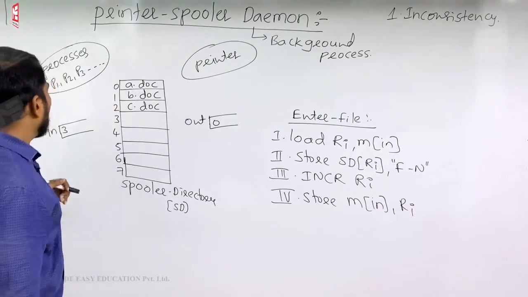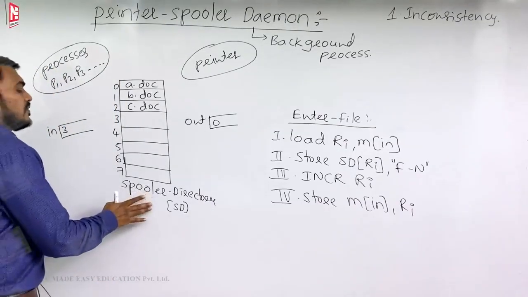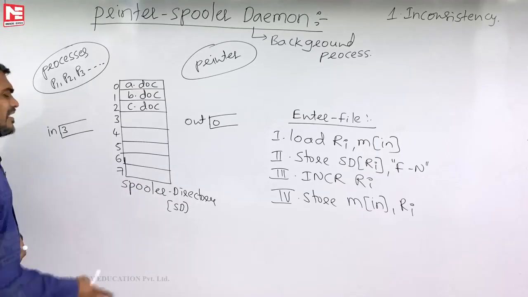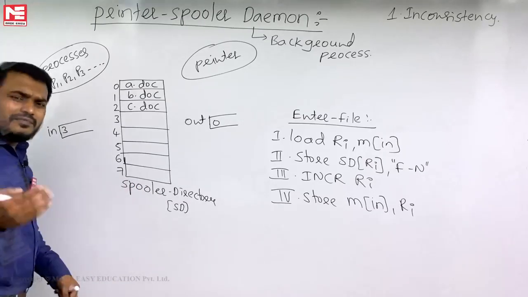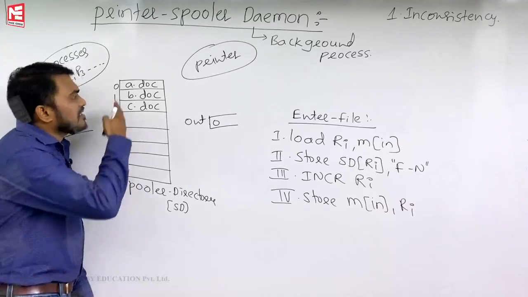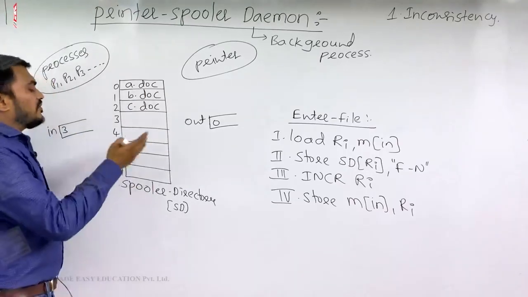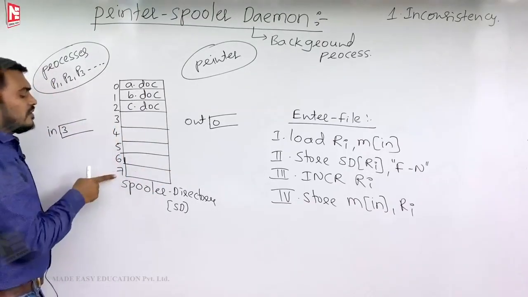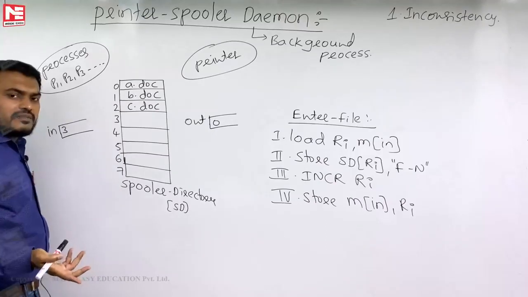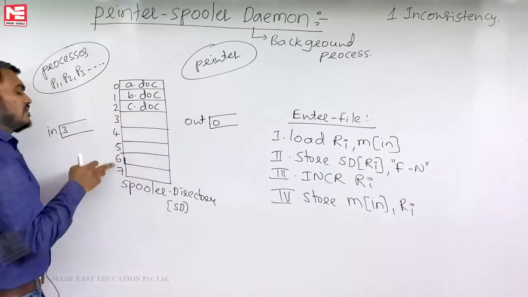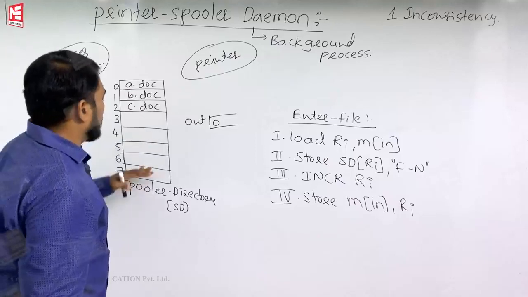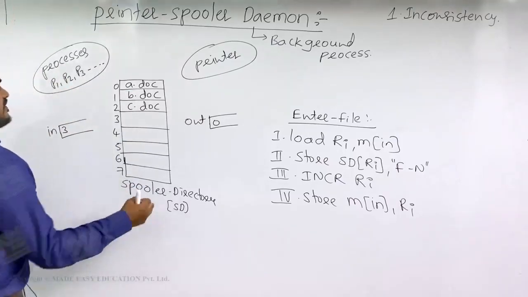What does that mean? Listen here, we have a common spooler directory. What is a spooler directory? Remember, it is just like an array. It has a size of 8, so indices 0 to 7, because array indices start with 0. We have entries here. This is the spooler directory.